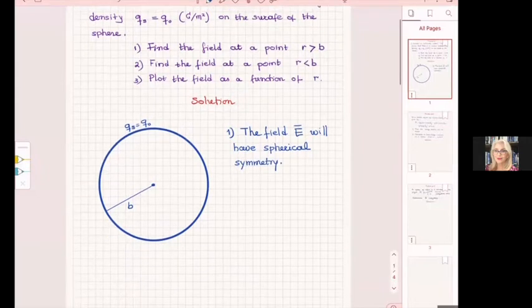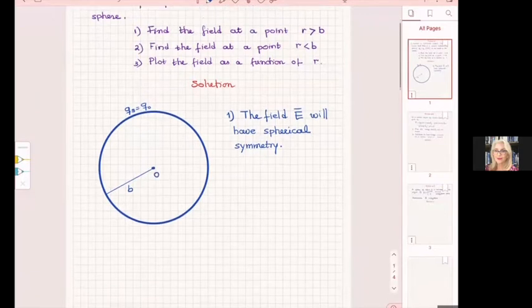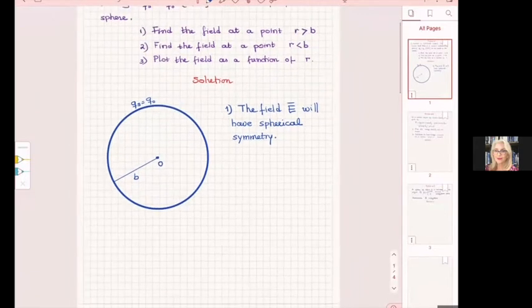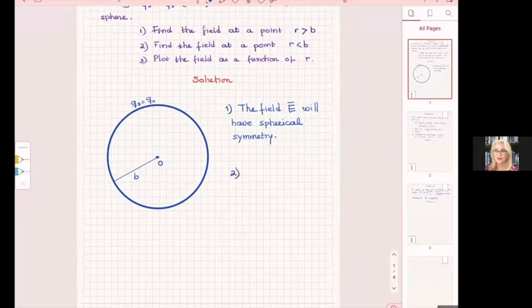Okay. Now we need to find the field for R larger than B, outside, and also inside, and then we'll have to plot it. So what am I going to do? I'm going to do exactly what I did in class today, where I will define a surface, because I will start with Gauss's law. So we start with Gauss's law. And what does this law say?